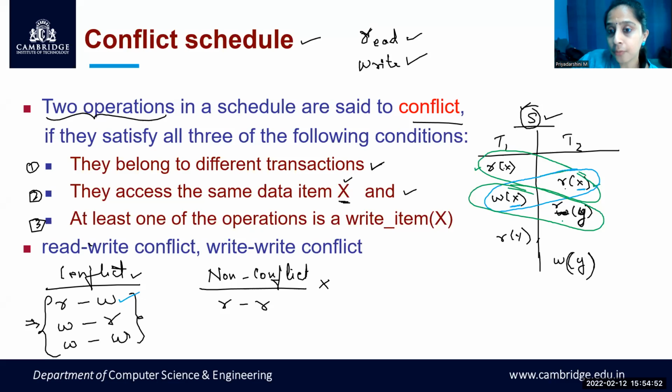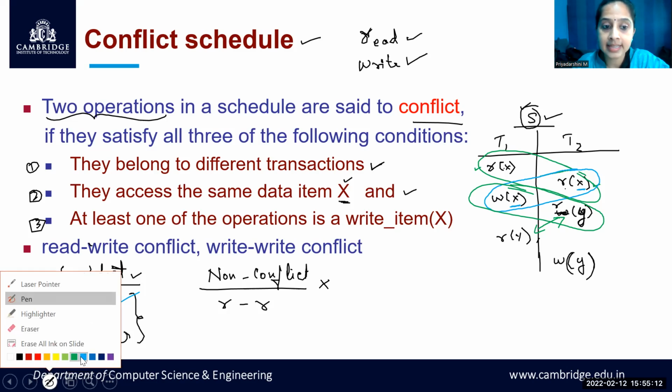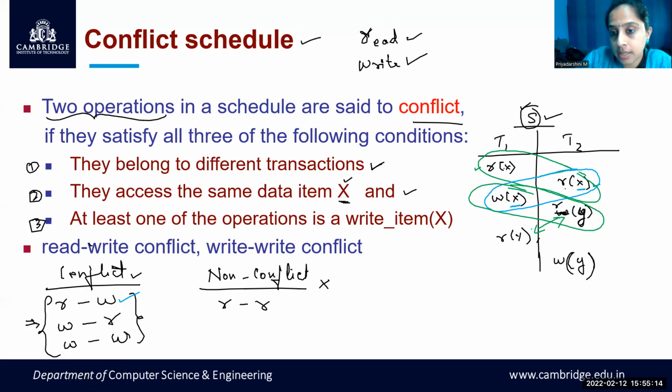Next, read of Y followed by read of Y. Is this a conflict? It's not a conflict because both are read operations. We don't have a problem with read operations, right? Next comes read of Y followed by write of Y. So here there is a conflict because it is a read and write operation happening on the same object.